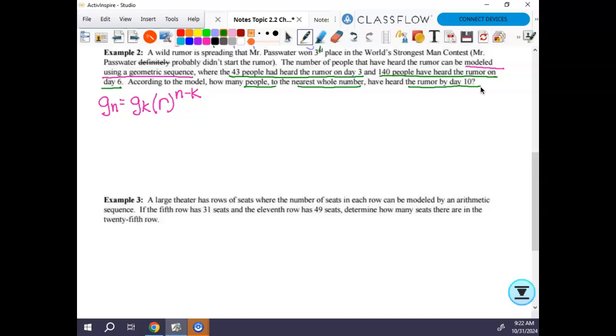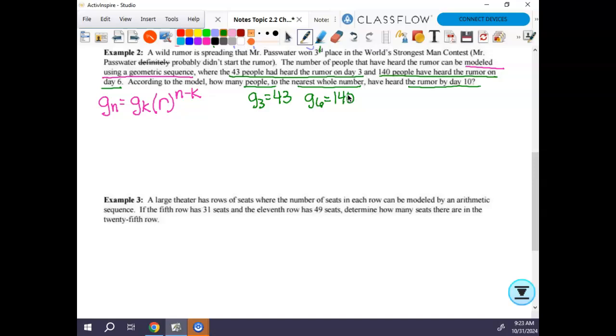So what is my n? Is n the people or is n the days? Days, because as days increase, the rumor is going to increase exponentially. Okay, good. So I'm going to write down this. 43 people, day 3. So that means G sub 3 is 43, and G sub 6 is 140. And I'm going to use those to find R.